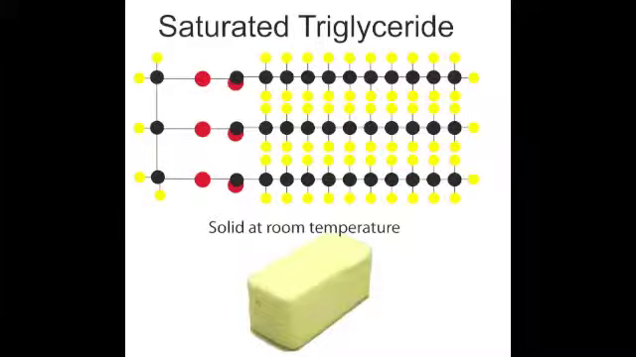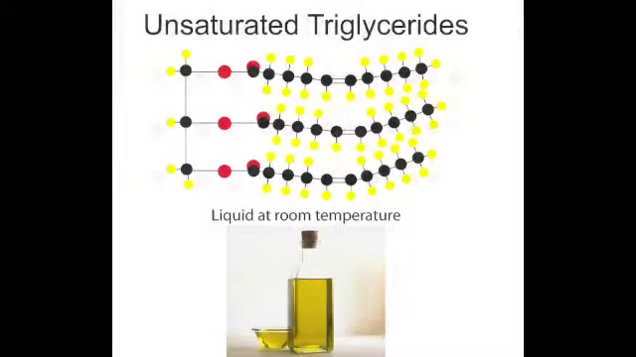So butter is solid at room temperature because it has more saturated fatty acid residues joined to the glycerol, making the London forces stronger, giving it a higher melting point. Olive oil is liquid at room temperature because it has more unsaturated fatty acid residues joined to the glycerol, making the London forces weaker, giving it a lower melting point.